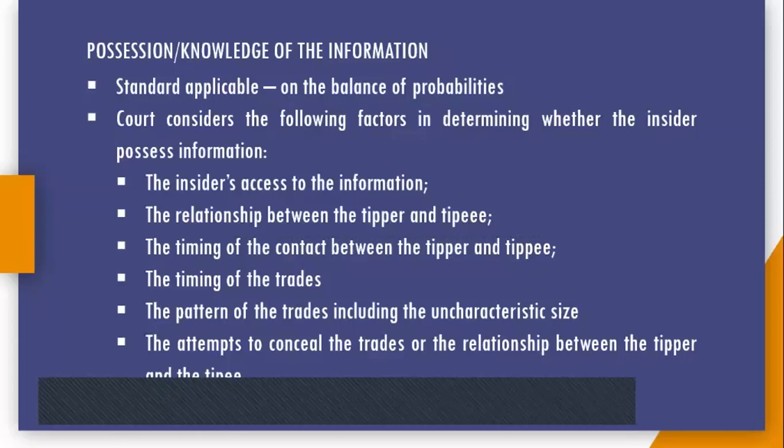These are relevant factors, as the court will see whether there is possession of knowledge or not, possession of the information or not. If you can't prove that he possessed that knowledge, then the element is not fulfilled and you cannot establish that offense. So, next slide.